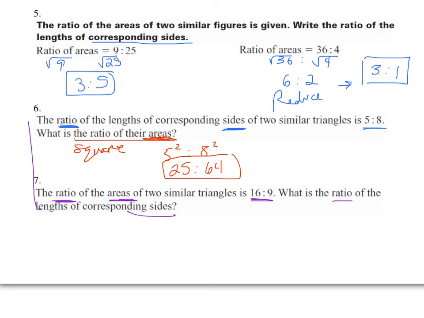So it's really just like what we did up here. We need to take the square root of those numbers. So the square root of 16 and the square root of 9 gives us a 4 and a 3, and they do not reduce. We just leave it as 4 to 3.